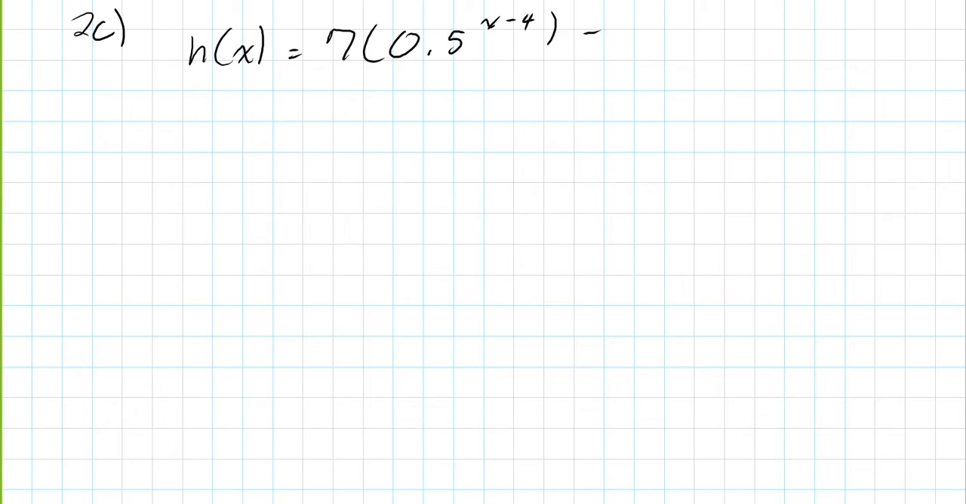I see one. We have this exponential function. They called it h of x. So this is number 2c, just so you have reference to it. It is equal to 7 to the exponent x minus 4, and then minus 1.